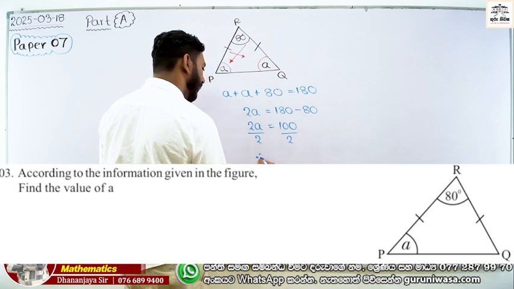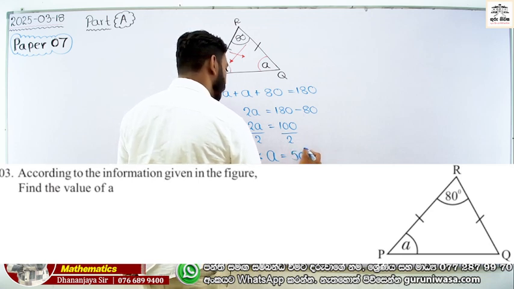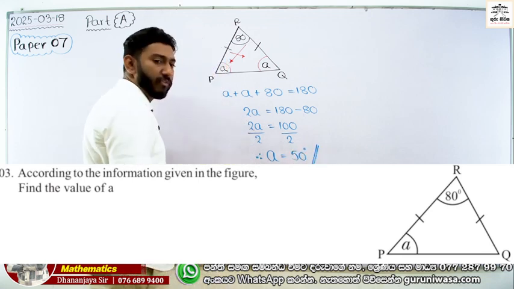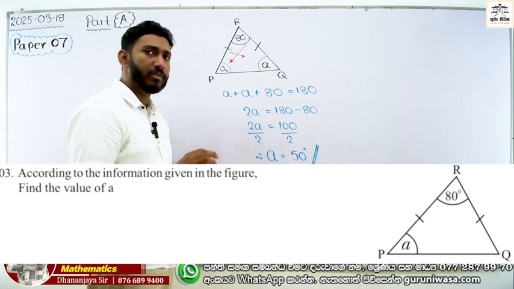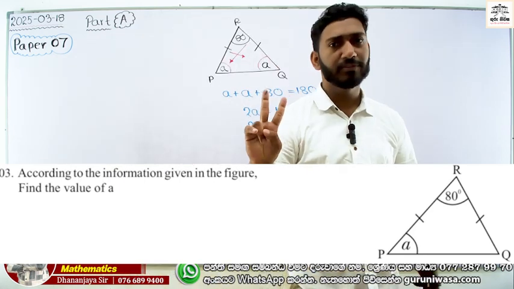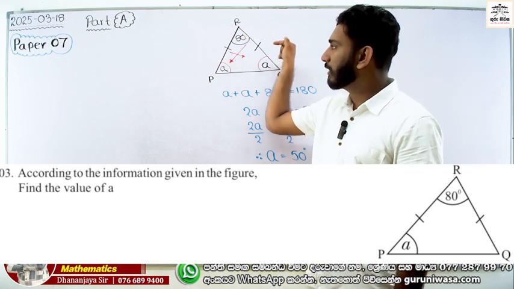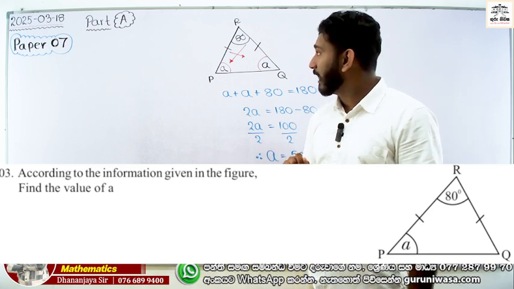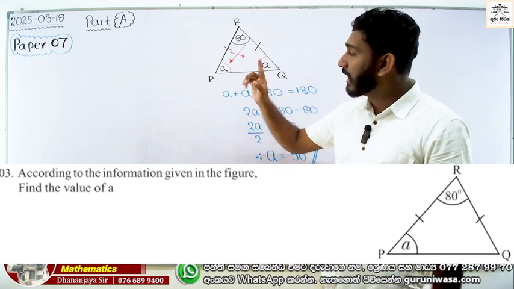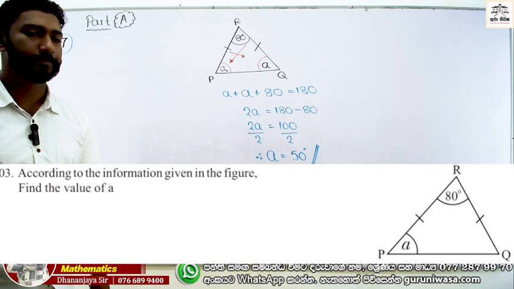Therefore, finally, a equals 50 degrees, and this is the answer for A. The important thing is there are two theorems. The isosceles theorem: two sides are equal, therefore the opposite angles are equal. And the second theorem: the sum of the interior angles becomes 180 degrees. Note down.